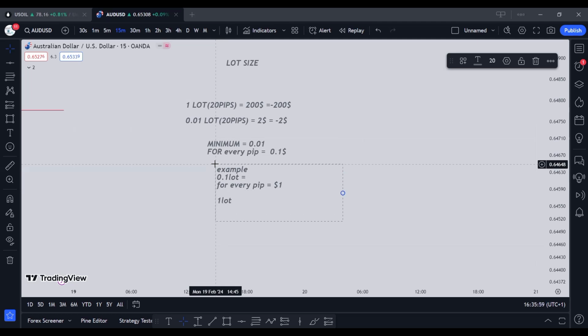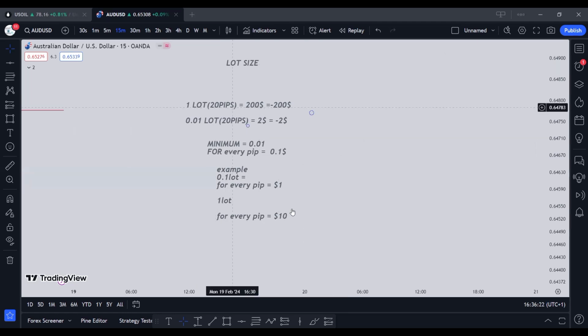For every pip, you are either making or losing $10. So that's why, for every pip, you're either losing or making $10. So that means if your profit goes to 20 pips, you should be making $200. That's why I wrote it there. So you just multiply 20 times 10. And for this one, if you multiply 0.1 times 20, it's $2.